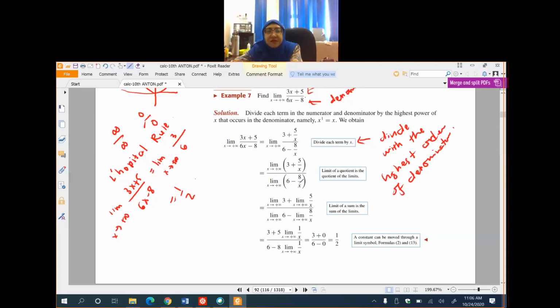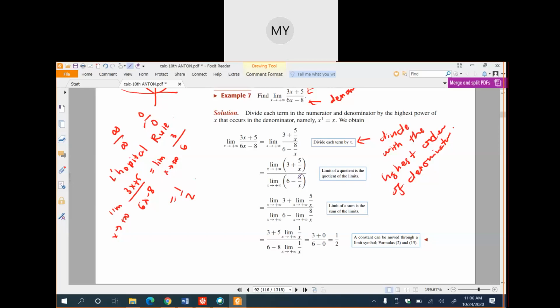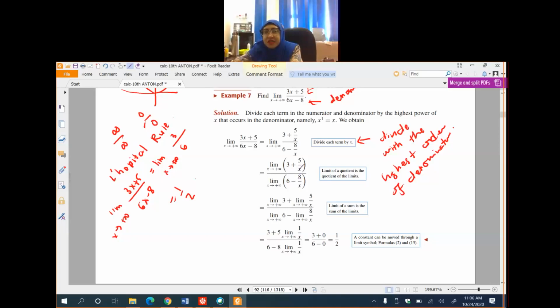For 8 divided by x, obviously it will give you 0 for this one. 5 divided by x will give you 0. 8 divided by x will also give you 0. 8 divided by something which is a very big number will give you a number which is approaching 0. So that's why this one is approaching 0. These two will approach 0. So that's why you got 1/2.